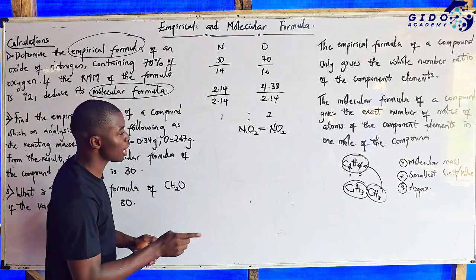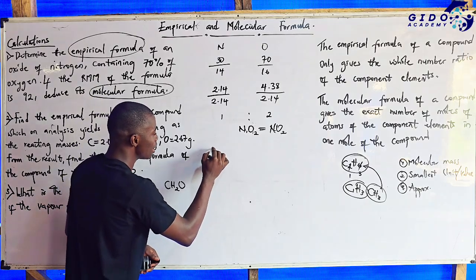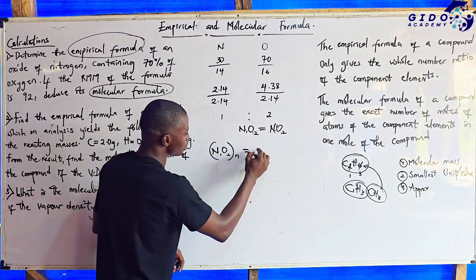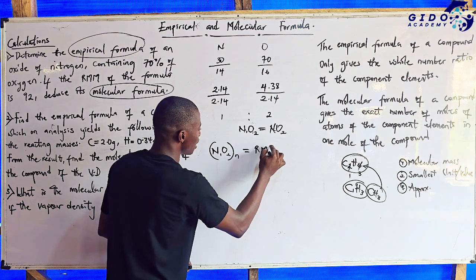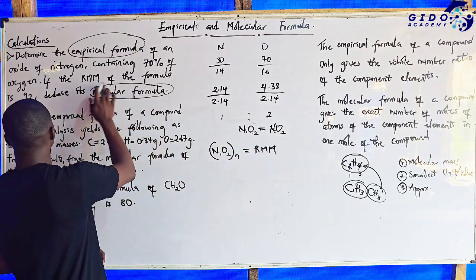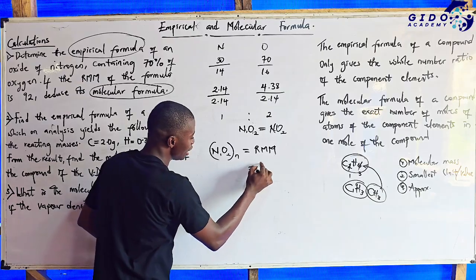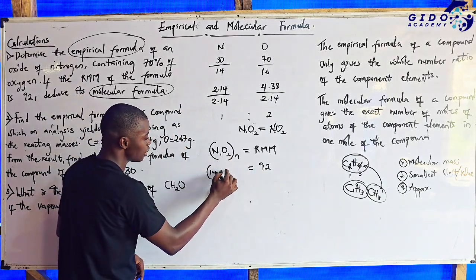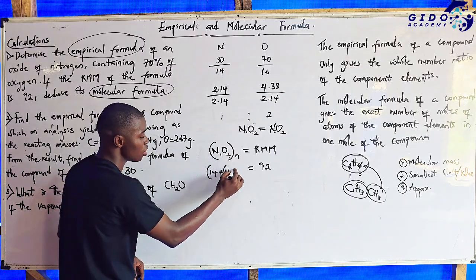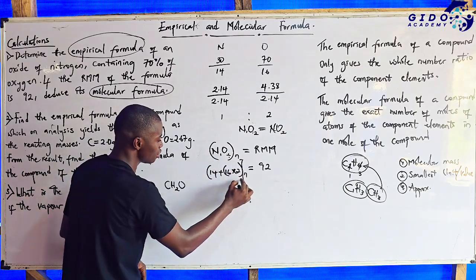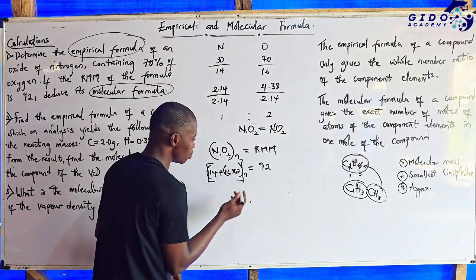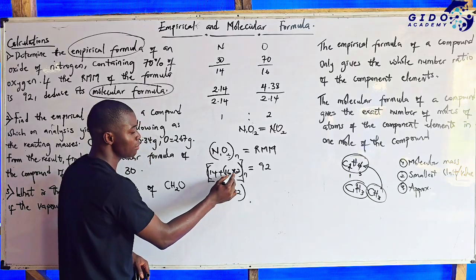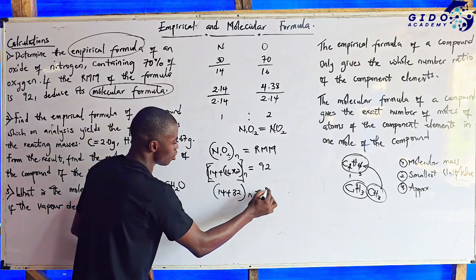But for us to calculate the molecular formula, it is usually the empirical formula of the compound times n equals the relative molecular mass. And the relative molecular mass of the compound is 92. Then nitrogen here is 14 plus oxygen is 16. How many oxygen do you have here? It is 2. So times 2, everything times n equals 92. Then you come again, 14 plus 32, because 16 times 2 will give us 32, times n equals 92.